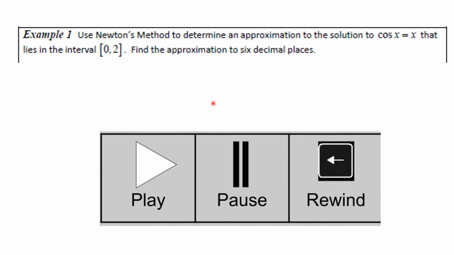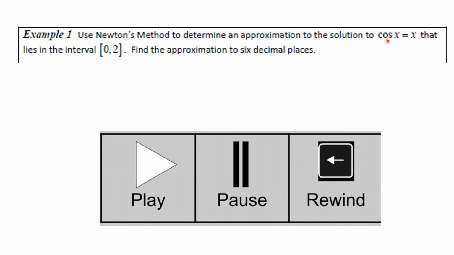So let's look at a first example. We're to use Newton's method to develop an approximation to the solution to cosine of x is equal to x that lies in the interval 0 to 2, and find the approximation to 6 decimal places. Now, I originally, when I made this slide, thought I'd have you pause and try to work on this. I'm going to go straight through.